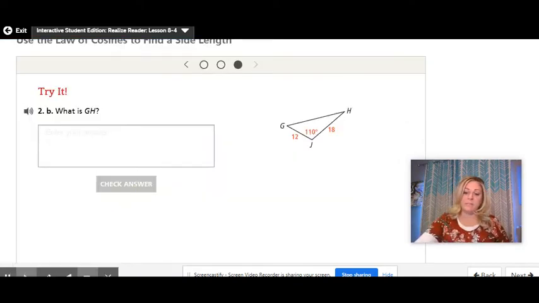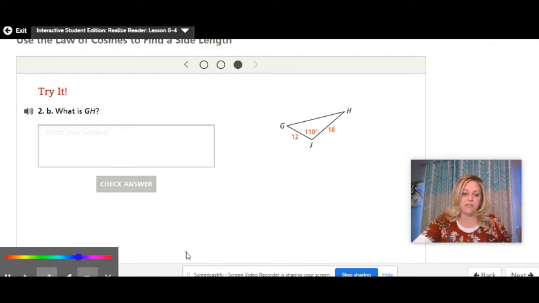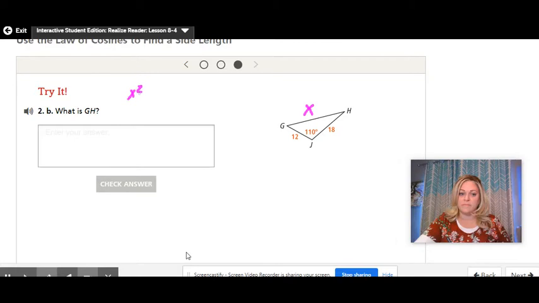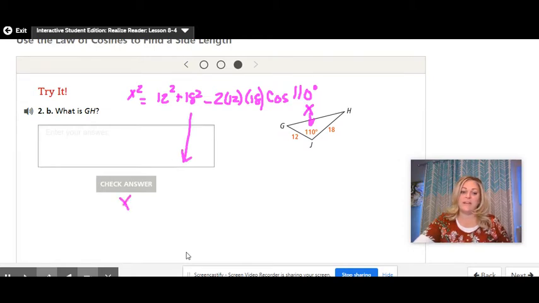For this one, I'm going to help you set it up, but I'm not going to solve it all the way. I'm going to let you do that. It says find GH. So let's start with GH. Here is our side that we're looking for. Take the two sides that you are not looking for, that you already have. Subtract 2 times each of the sides times the value of cosine of the angle across, 110. So there it is set up for you. As you solve this, at the very end, please remember, take the square root of both sides so that you'll get x equals whatever that is.